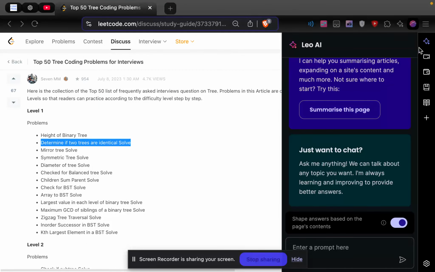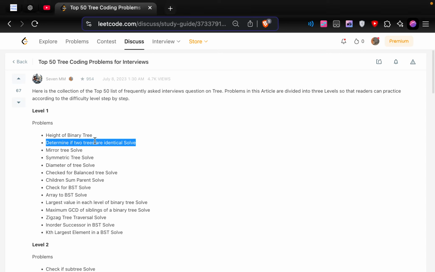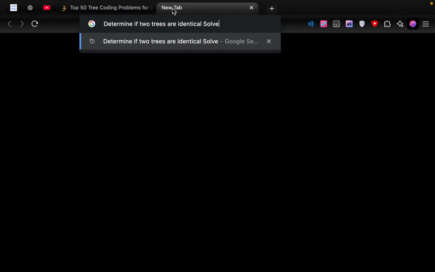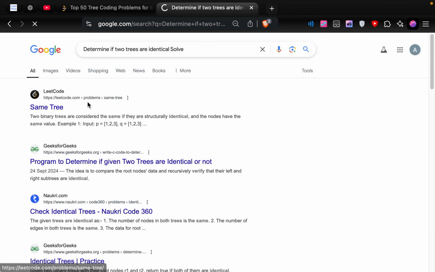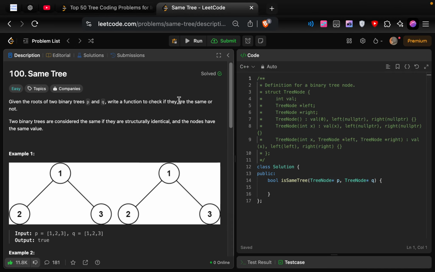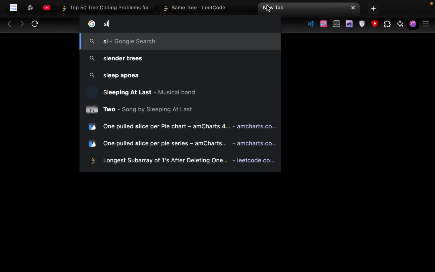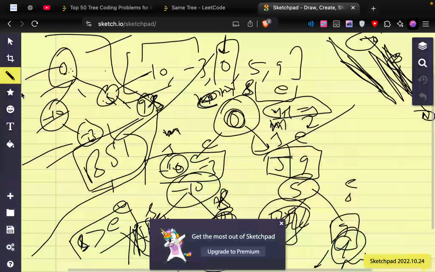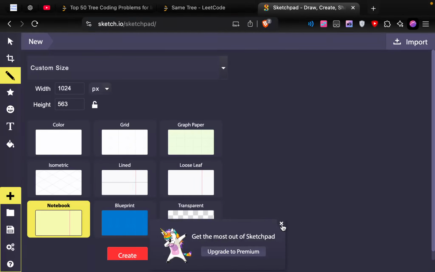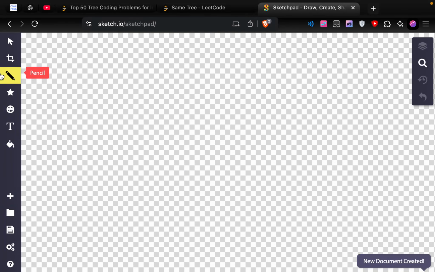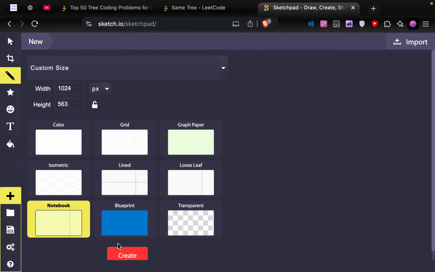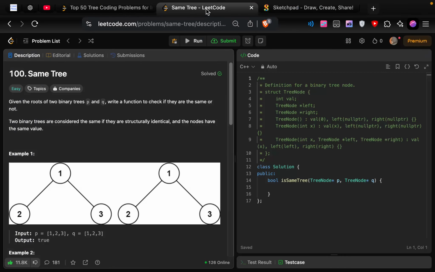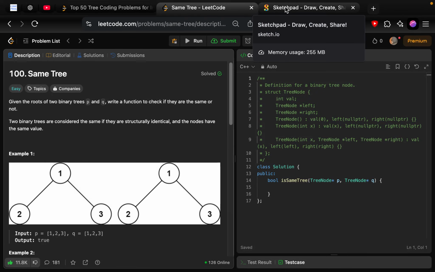Okay. The next question is simply identical trees again. Same tree. Okay, so sketch. So basically, what is the question? The question is simply whether the two trees are identical or not.